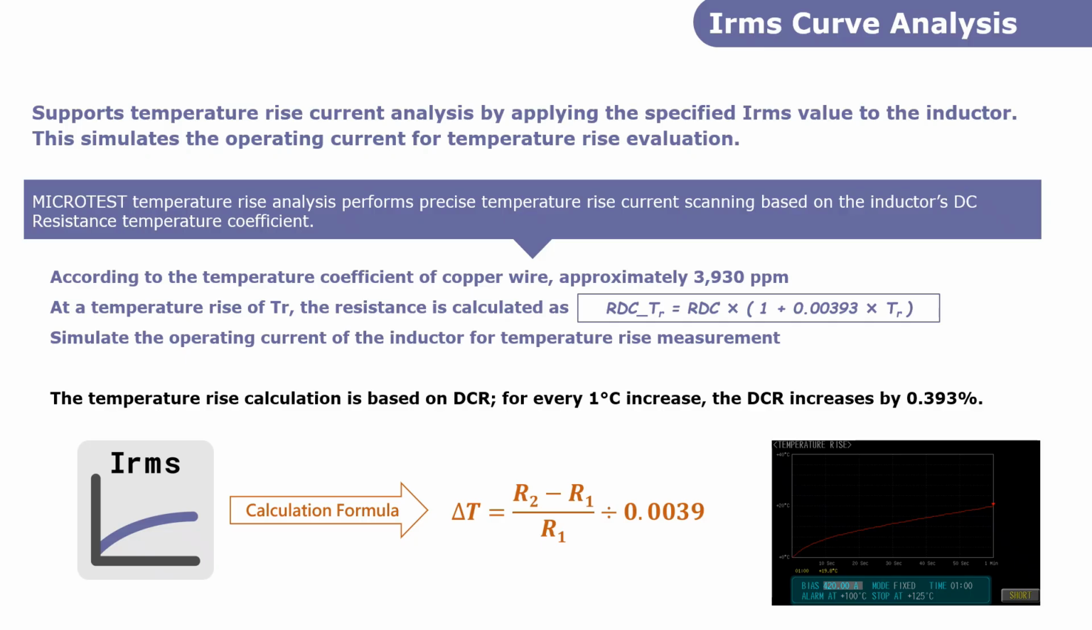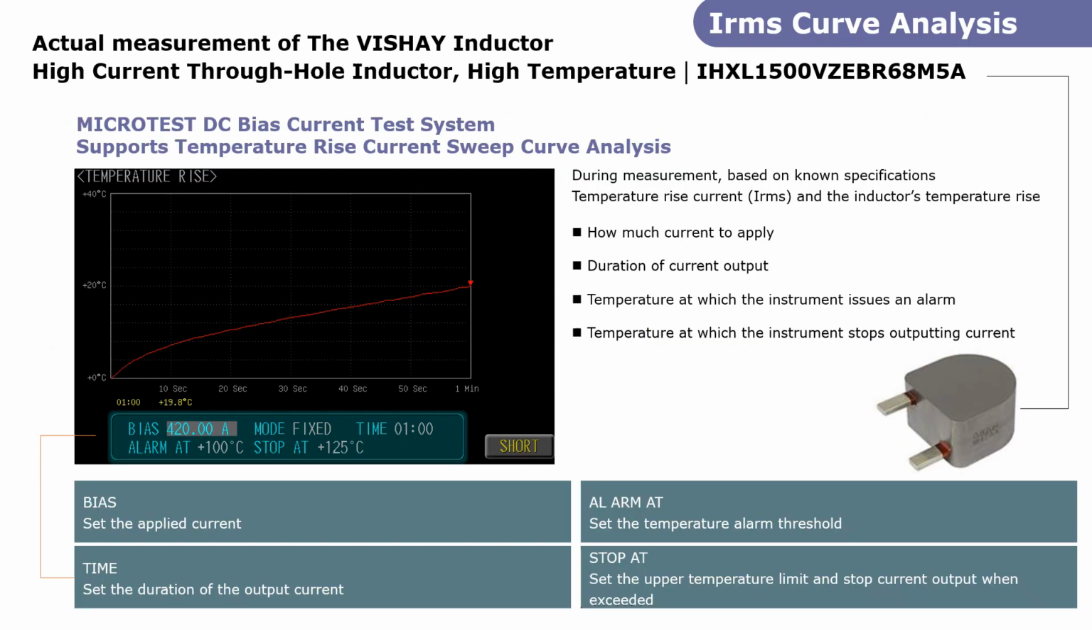Therefore, Microtest measures how the DC resistance of the inductor changes under different current levels. Using the relationship between DCR and copper's temperature coefficient, they derive the temperature rise characteristics of the inductor. During measurement, based on the known specifications, such as temperature rise current, Irms, and the target temperature rise of the inductor, you can set the following parameters.